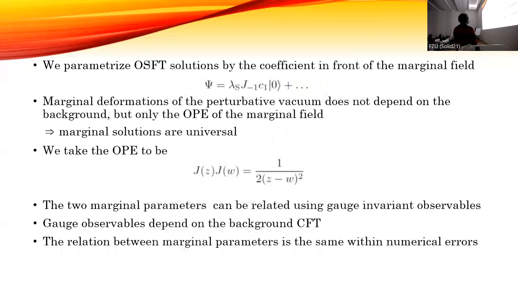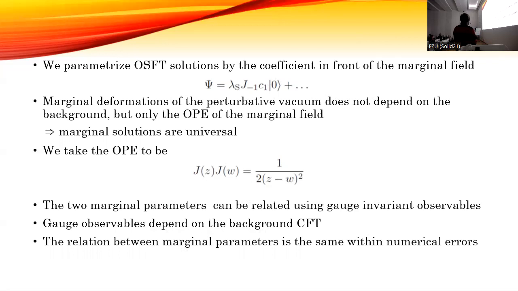So in open string field theory, we parameterize solutions by the coefficient in front of the marginal field. The string field will be given by the marginal parameter lambda_s times the first mode of the marginal field, this is just the vacuum, plus there is an infinite tower of other states. What's important here is that the marginal deformation solution really doesn't depend on the background. It doesn't matter what the theory is, how many primaries we have, what the conformal weights are, and so on. The solution really depends on the properties of the marginal field J, or more specifically on its OPE.